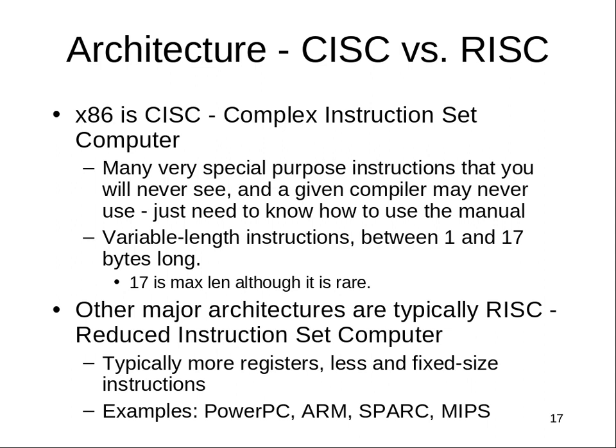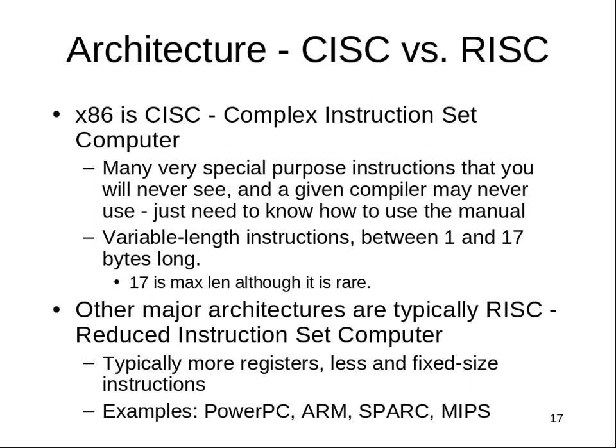All right. The idea with CISC is that you can do a lot of very complex things inside of an instruction. Because of that, you have variable length instructions from 1 byte to 17 bytes. Although the 17-byte instruction is rare, you're going to see a lot that range from about 2 to 6 all over the place. The other major architecture is RISC, which is the reduced instruction set architecture.